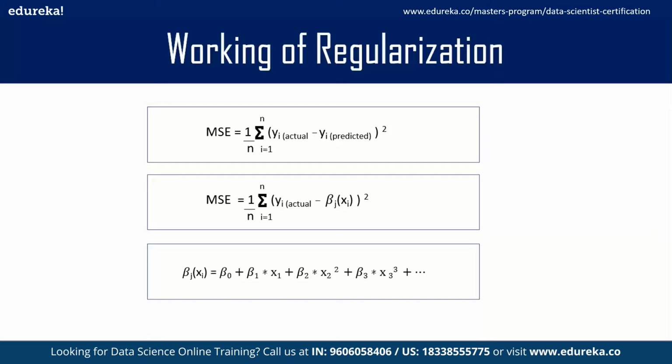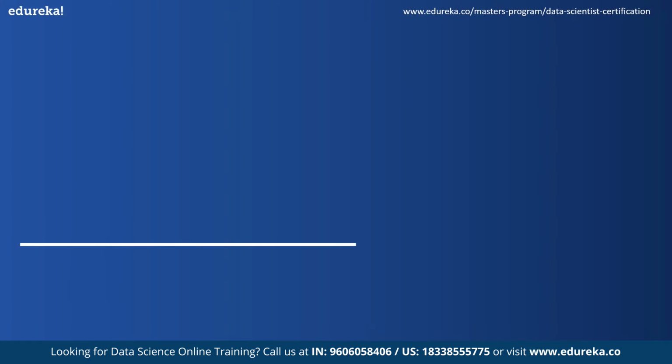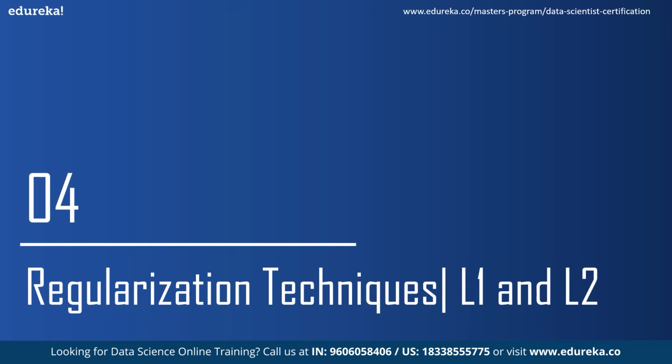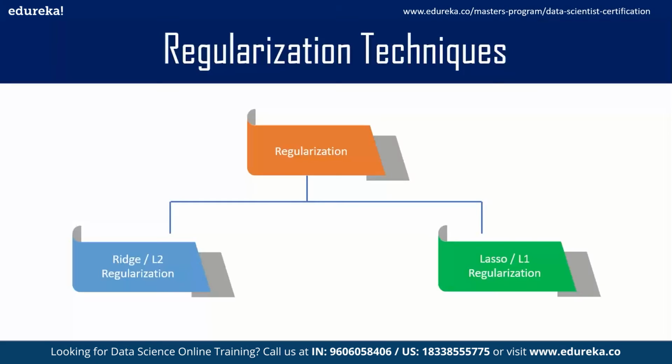And for this, we use different regularization techniques like Ridge and Lasso, that is L2 and L1 techniques. Thus, we are using these regularization techniques to not only reduce the overfitting, but also help our model to generalize well. So now let us understand these various regularization techniques. Basically, we have two major, most generally used regularization techniques, that is Ridge or L2 regularization and Lasso, which is also known as L1 regularization.